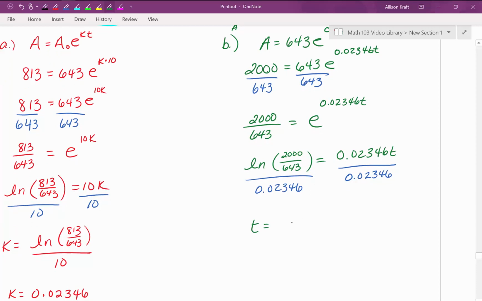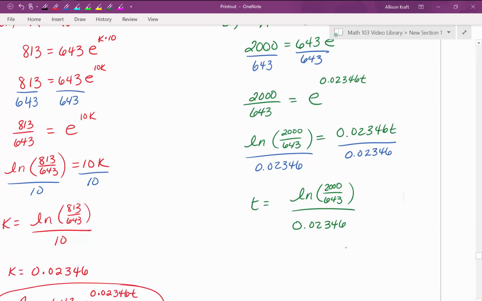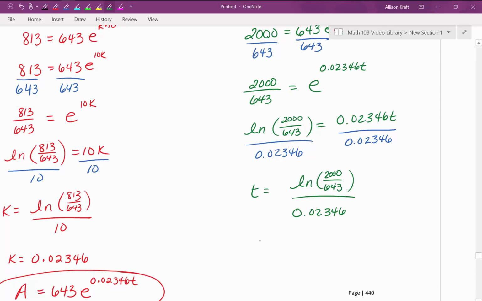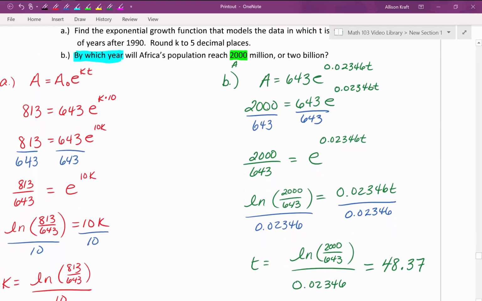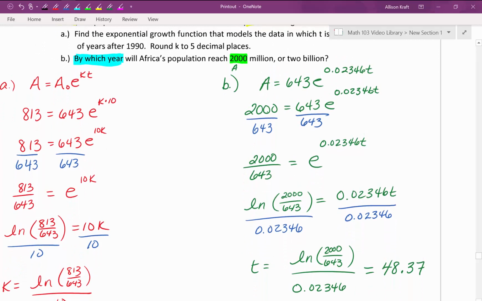We get t equal to the natural log of 2,000 over 643, all that divided by 0.02346. Let's plug this in our calculator. When we do so, we get about 48.37. This is an application problem, so we want to make sure that we've answered the question.